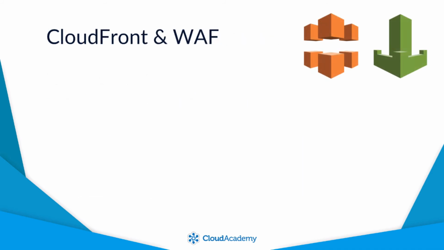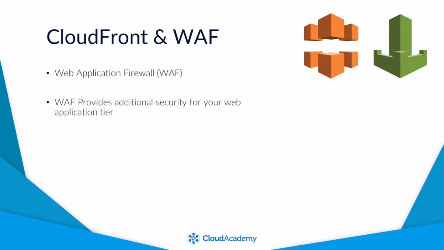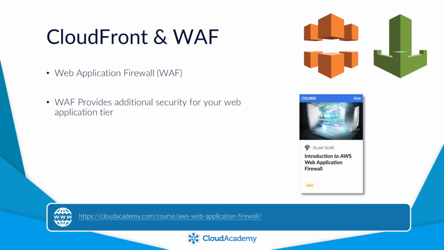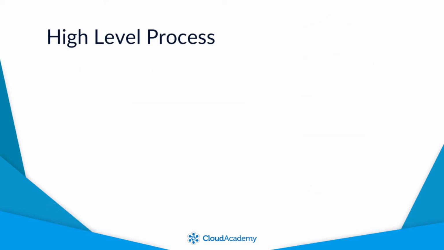You can also define if you want your distribution to be associated to a web application firewall access control list for additional security and web application protection. For more information on AWS WAF, please see the following course. In addition to using a web application firewall access control list, you can also implement additional encryption security by specifying an SSL certificate that must be used with the distribution. Once your distribution is configured, you simply enable the distribution for it to be created.